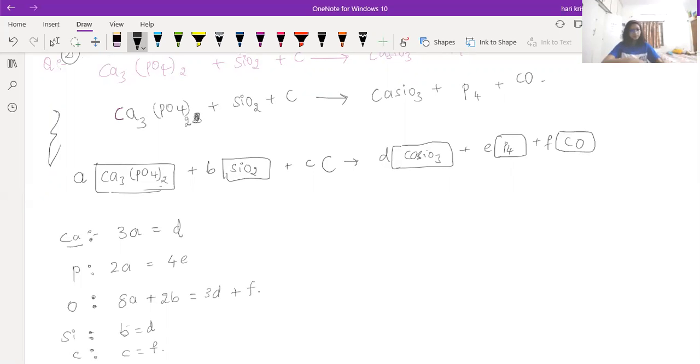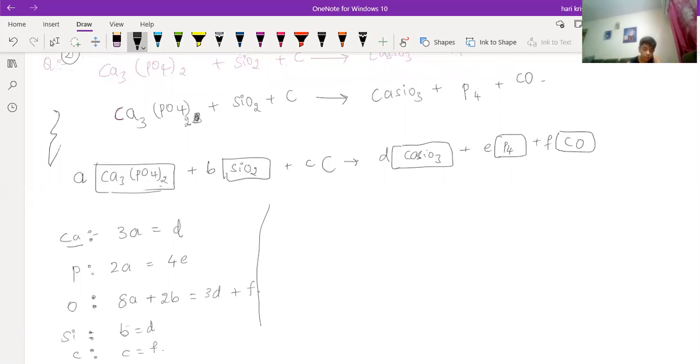Sir, all my equations are correct, but still I did not get the right answer. That's what we'll check. Which one do we have to take? You have to take the simpler equation out of the given equations, choose the simple one. Which is the simple one here? 3A equal to D. You can take this as a simple equation.